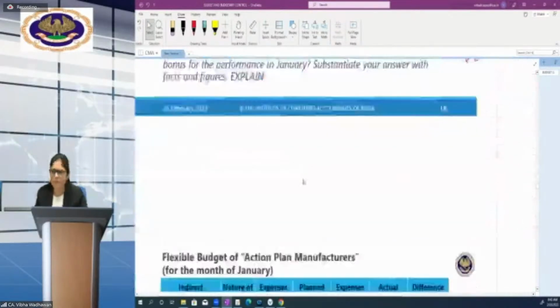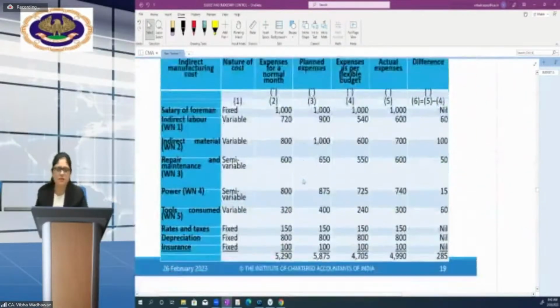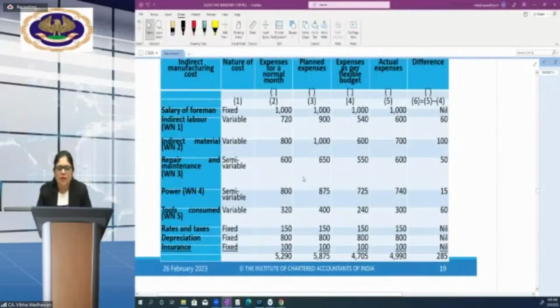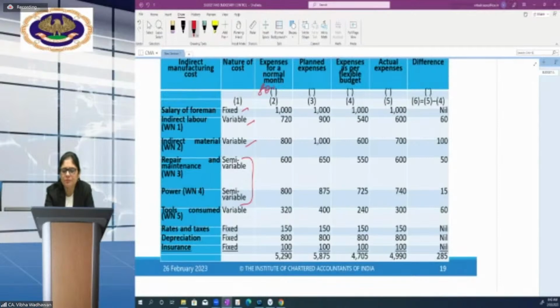Yes, let me now show. I hope, yes, there is a solution to it as well. So you can see here, nature of cost: salary fixed, variable, two are semi-variable, the rest are fixed and variable. Actual expenses in normal were for 8,000, planned were for 10,000, and expenses as per flexible budget, this is for 6,000. So we have calculated for this.